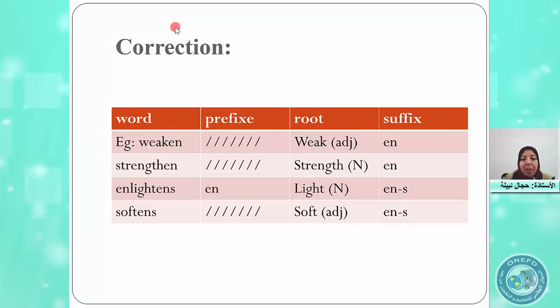Enlightens. There's a prefix, which is en. Light as a root, it's a noun. And en and s are two suffixes for this verb. Softens. There's no prefix. Soft as an adjective, and en and s as suffixes.